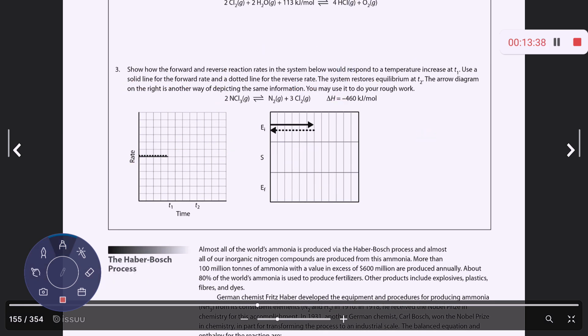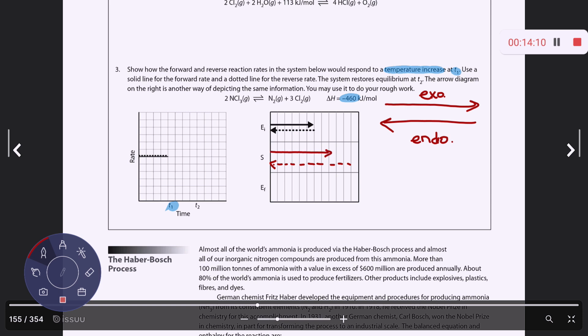Okay, here we are increasing the temperature at T1, which is right here. My reaction is exothermic in the forward direction. So this direction is exo, this direction is endo. Anytime you increase the temperature, you will increase the rates of both, but which one will have a greater increase in rate? The endothermic. So that means this reverse one will have to increase more than the forward. So it would look something like this, okay?